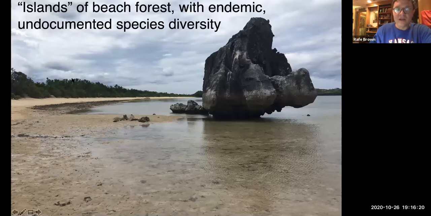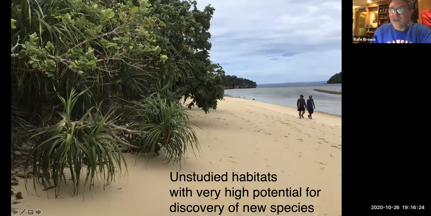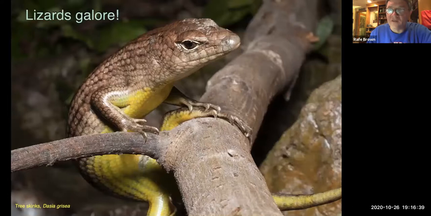And these islands of little beach forest with endemic undocumented diversity. And just this simple thing of natural vegetation spilling over onto the beach is just not something you see very often in the Philippines, because the coastal regions are so developed. But these beaches are pristine and have natural vegetation, and they're full of lizards.